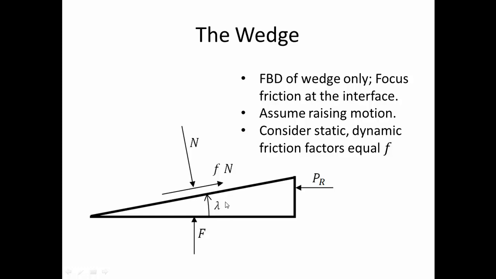And again, I have my lambda being the wedge angle, and I still have the output force showing on the wedge in this way. In this case, I'm going to model the static and dynamic friction factors as both being equal to lowercase f. Some people use mu, and that's what they actually use in SolidWorks.